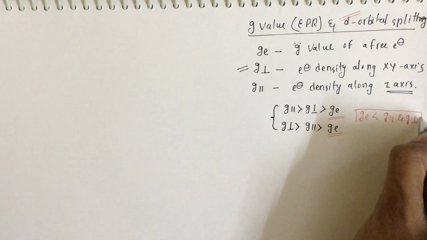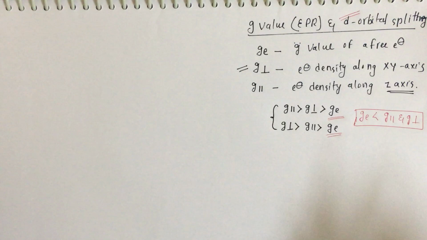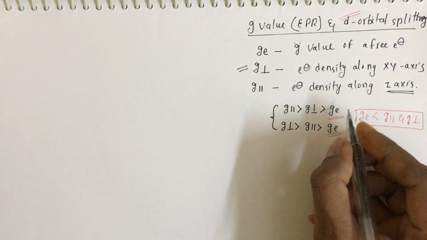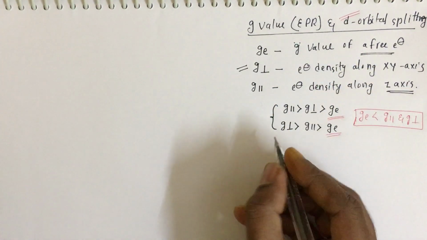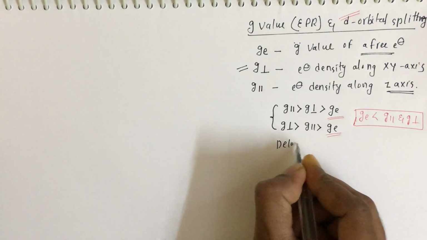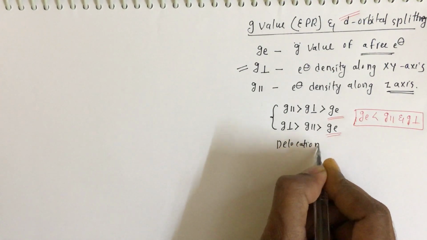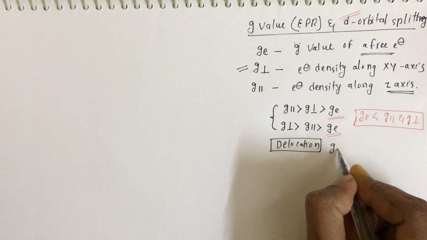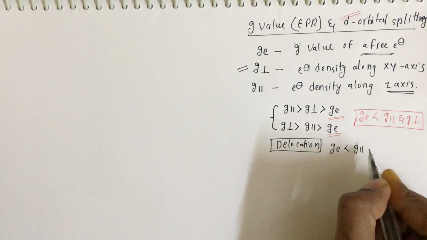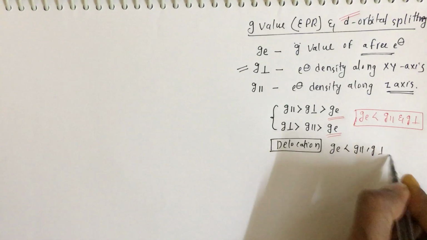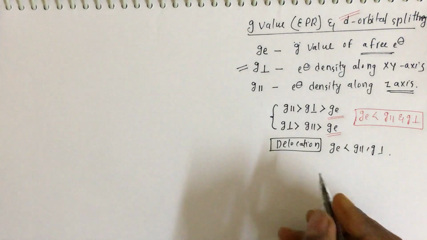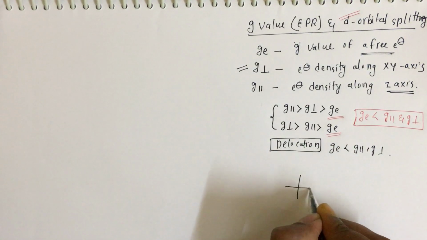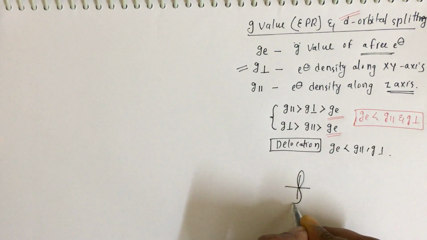This is because the free electron undergoes delocalization. Because of that reason, GE is always less than G perpendicular as well as G parallel. Okay. Now the electron density along the Z axis.